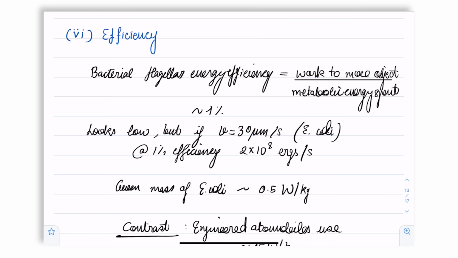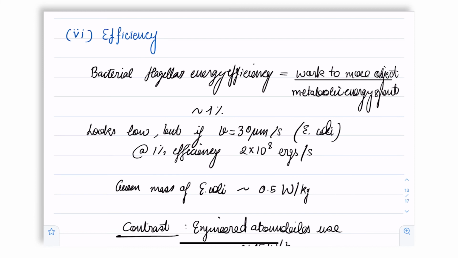But interestingly, this small number is actually very important, because if we now consider the velocity of E. coli of 30 microns per second, 1% efficiency is 2 into 10 to the power 8 ergs per second, and given the mass of E. coli is about 1 picogram, it is about 0.5 watts per kilogram.